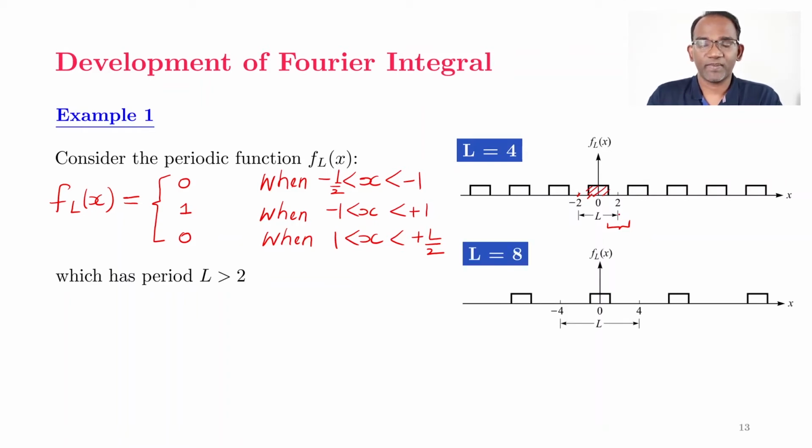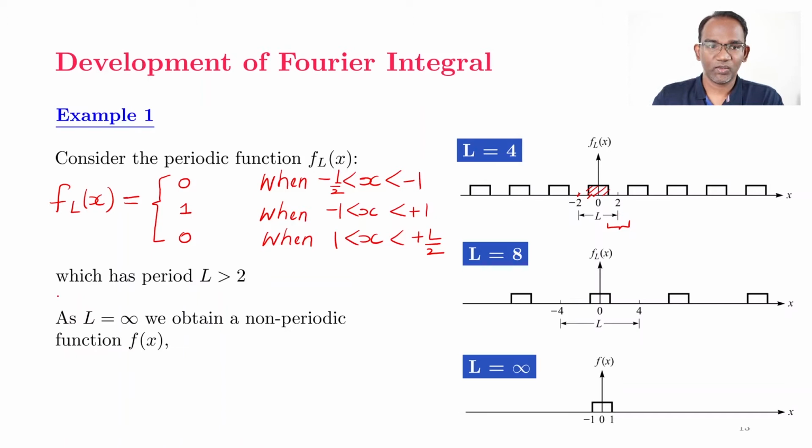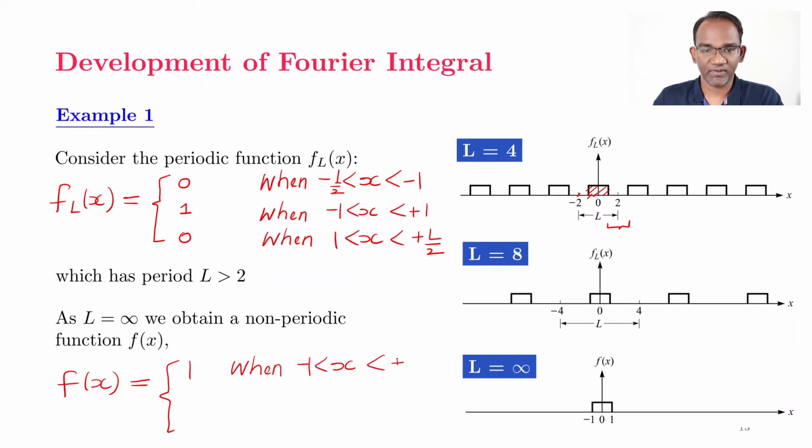Now, this represents the case when L becomes 8. When L becomes infinite, it is shown in this figure. So as L tends to infinity, we obtain a non-periodic function f(x) that is defined to be f(x) equal to 1 when x is between -1 and +1, and f(x) becomes 0 otherwise.